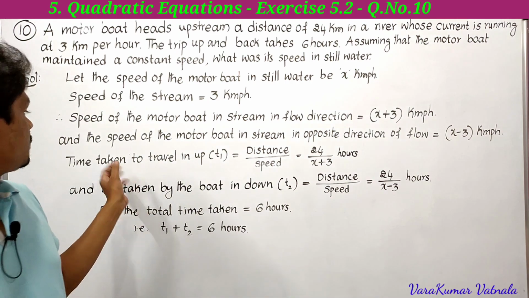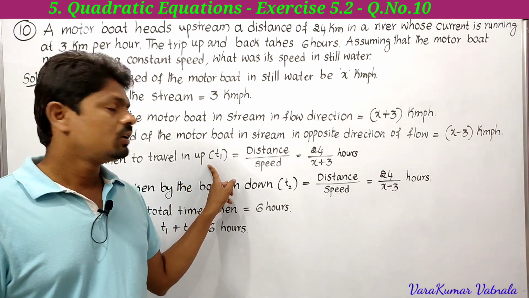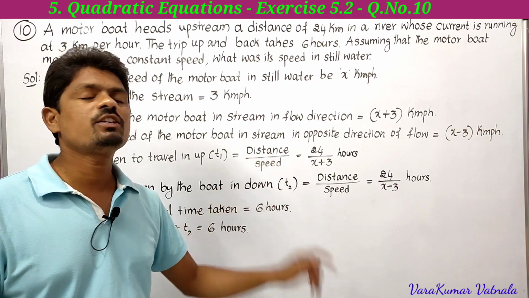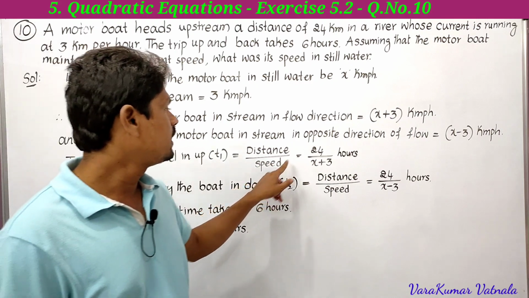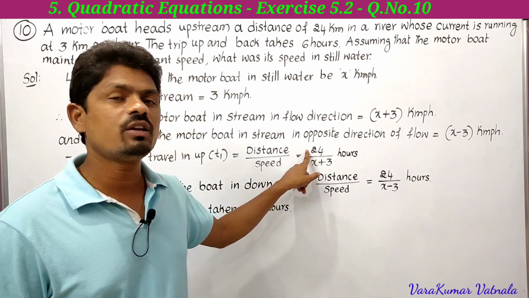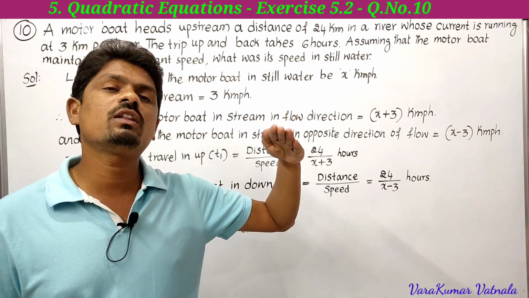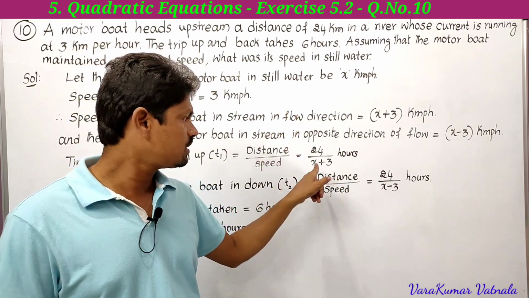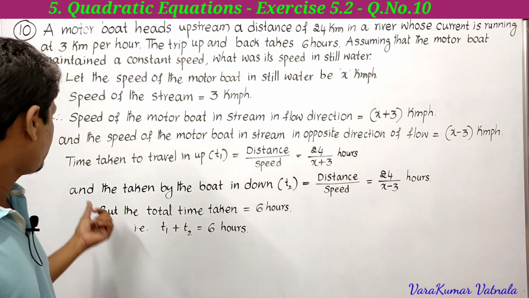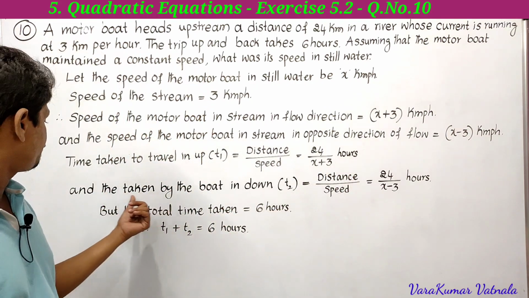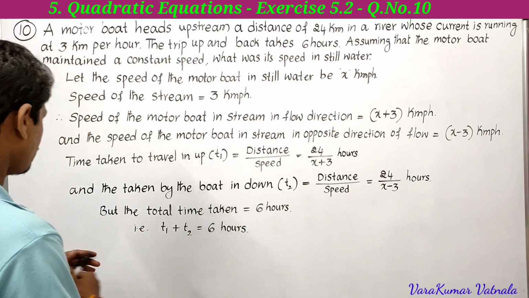And the time, see here, time taken to travel upwards is equal to distance by speed. Generally we have time is equal to distance by speed. Here distance is equal to 24, speed is equal to x plus 3. So the boat is moving in the flow direction, then the speed is x plus 3. So time is in hours. And the time taken by the boat in down.